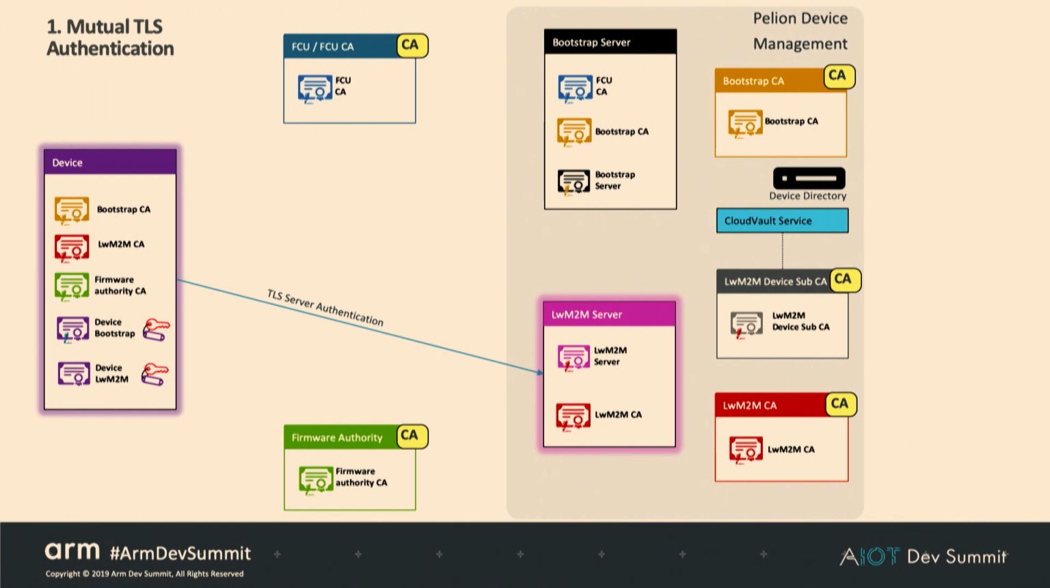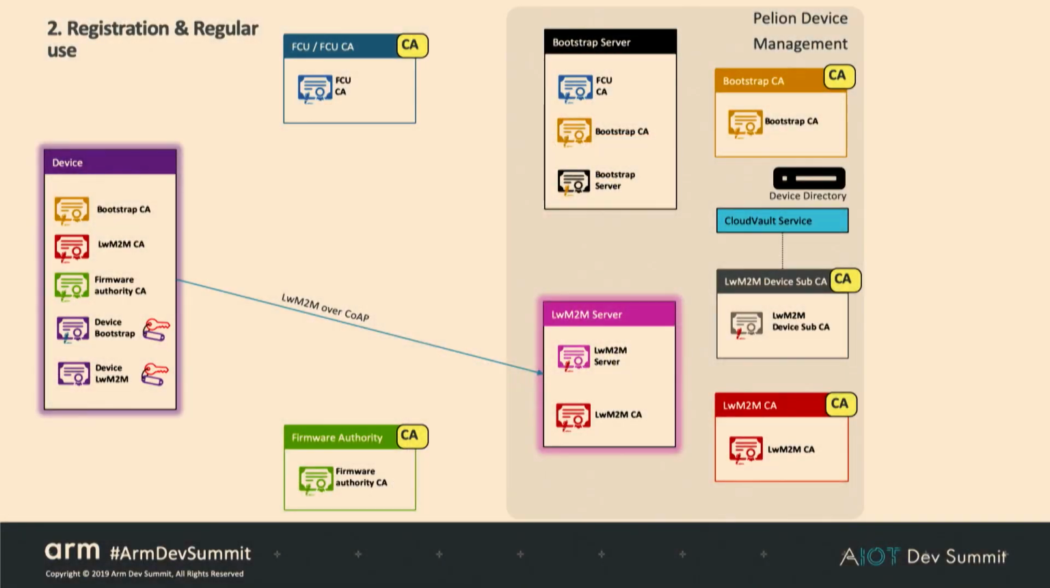The lightweight M2M server does that, and that succeeds. And then the next step is the lightweight M2M server turns around and says, okay, now prove who you are. It uses the client certificate that was issued to it in the previous step, and then it can perform mutual TLS authentication. Once that's happened, it can register with the lightweight M2M server, and then you can proceed to do regular things with it, like send telemetry back to Pelion.